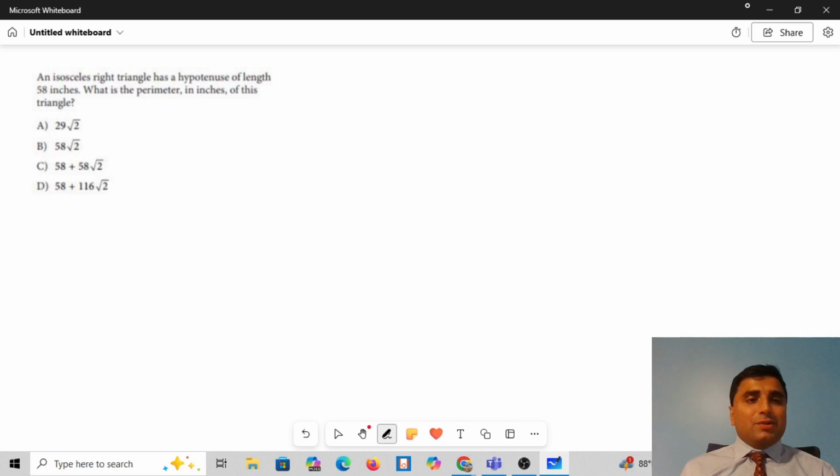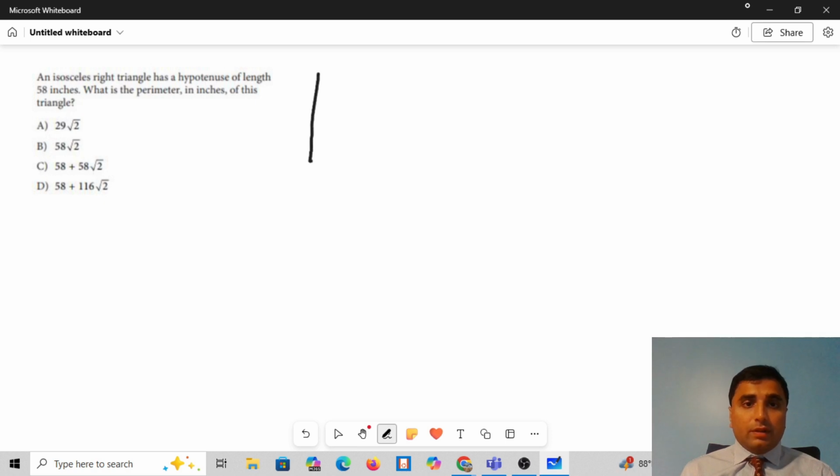Hello everybody, so let's look at one of the challenging problems of the SAT math section. This question is saying an isosceles right triangle has a hypotenuse of length 58 inches. What is the perimeter in inches of this triangle? Now, just remember that for an isosceles right triangle, there's a property.